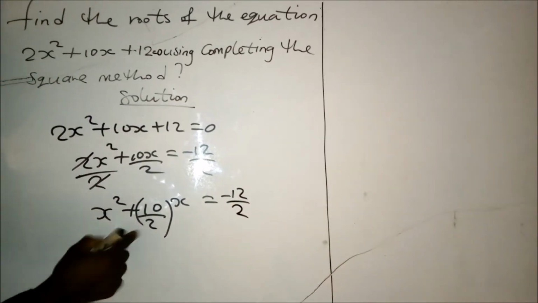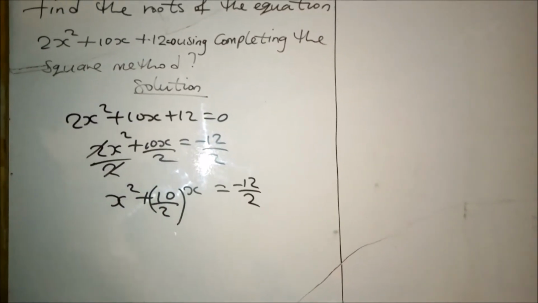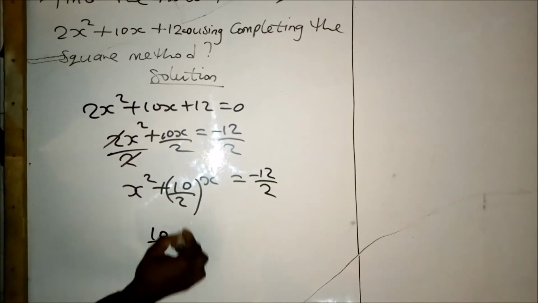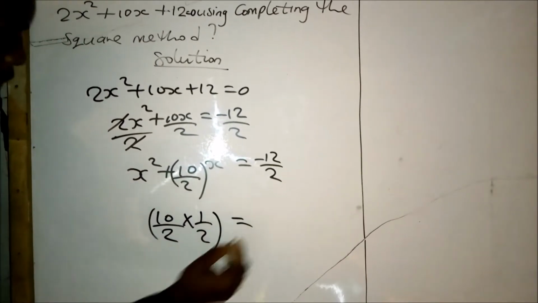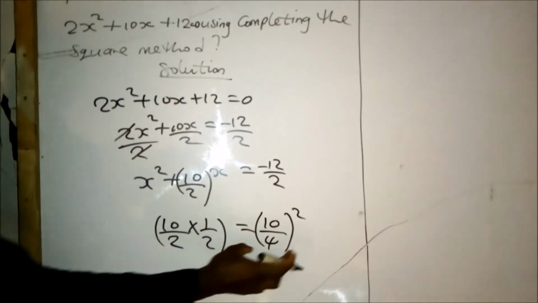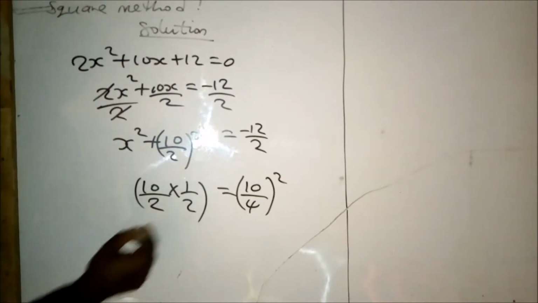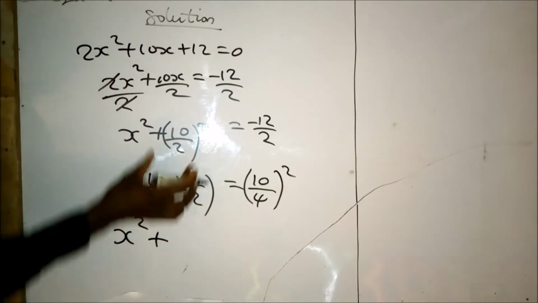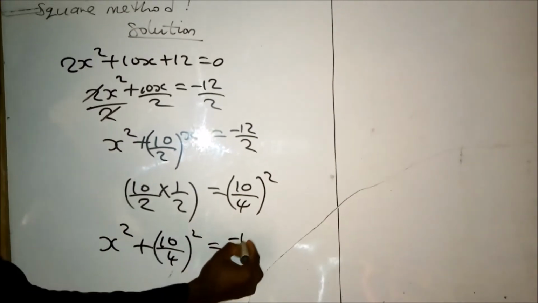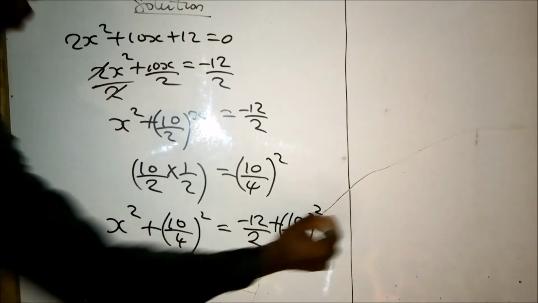Now, the next step is to bring out this coefficient of x, which is 10 over 2, multiply it by half and add the square of it to both sides of the equation. So that is, bring out 10 over 2, multiply by half, whatever we have, we square it. This is 10 times 1, 10, all over 4, squared. So we are going to add this to this side and to this side. We can now say that x squared plus 10 over 4 all squared equal to minus 12 over 2 plus 10 over 4 all squared.